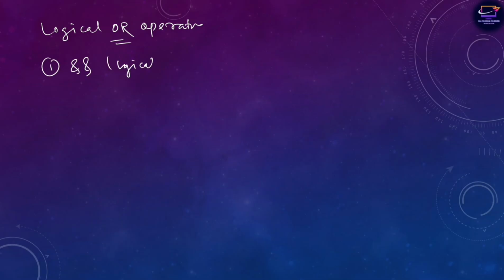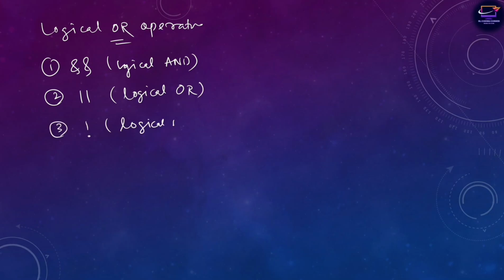Next, coming to logical operators. See, there are three types of logical operators in C. First is double ampersand, we call it the logical AND operator. The second one is double vertical bar, and we call it the logical OR operator. And the third one is exclamation, we call it the logical NOT operator. Right? So logical AND and OR are binary operators, and logical NOT is a unary operator because it requires only one operand to perform. Now, logical operators are used to test more than one condition.